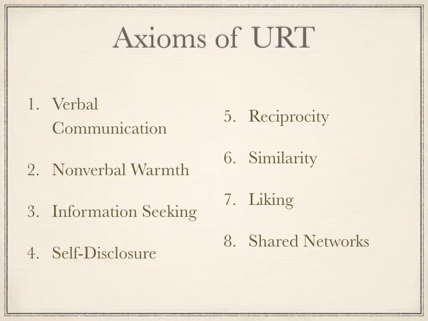There are 8 axioms of uncertainty reduction theory. Griffin 2006 states that axioms are traditionally regarded as self-evident truths that require no additional proof. The first axiom is verbal communication. As people talk and communicate more, the uncertainty about the next step or phase will be reduced and verbal communication will increase. Next is axiom 2, nonverbal warmth.